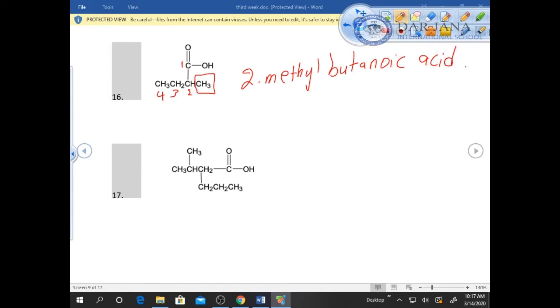Number 17. Start numbering from this carbon 1, 2, 3, 4, and 5. This is the longest chain. So on carbon number 2 there is a branch called isopropyl. So the name of this compound is 2-isopropyl pentanoic acid because the chain contains 5 carbon atoms.